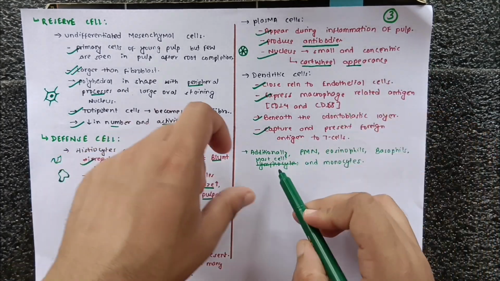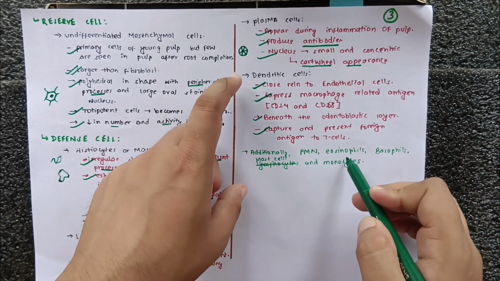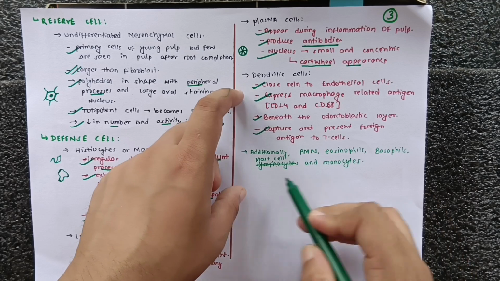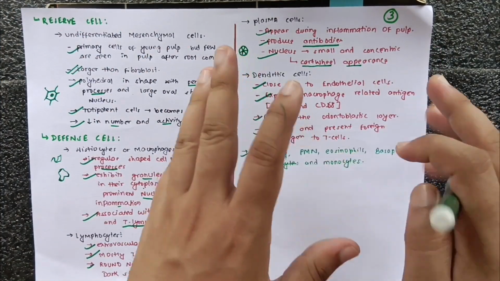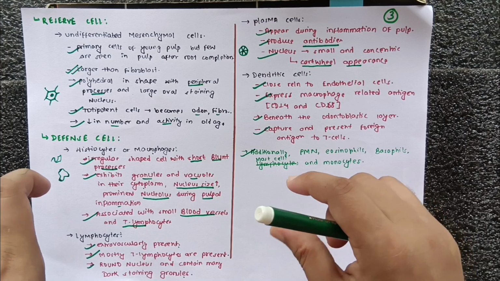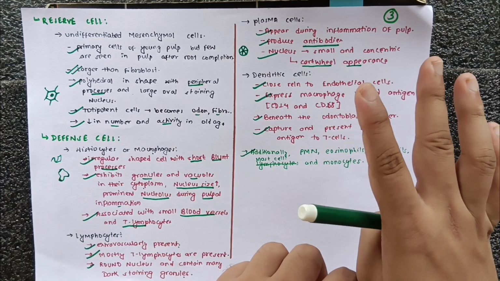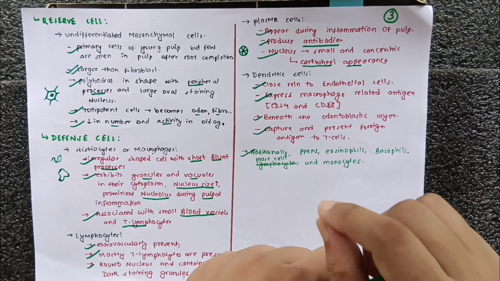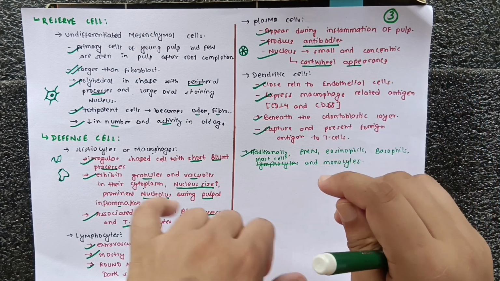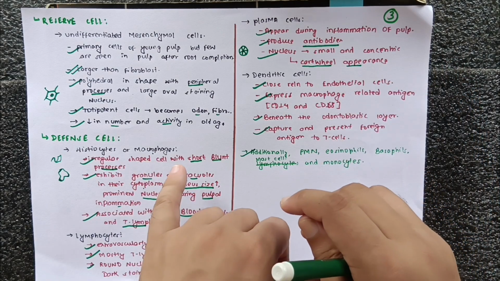Okay, and additionally we have polymorphonuclear cell, eosinophil, basophils, mast cell, monocytes. So they are the different kinds of defense cells. At last I will just tell in short about these defense cells, so just listen to me. Defense cells are those cells that have the immunity function. So we have major histiocyte and the macrophages.